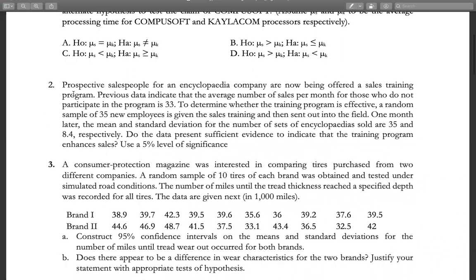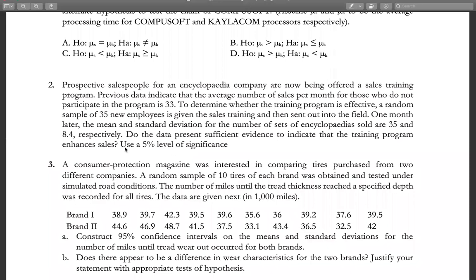All right. Prospective salespeople for an encyclopedia company are now being offered a sales training program. Previous data indicate that the number of sales per month for those who do not participate in the program is 33, right? To determine whether the program is effective, a random sample of 35 new employees is given the sales training and then sent into the field. One month later, the average and the standard deviation for the number of sets of encyclopedias sold are 35 and 8.4 respectively. Do the data present sufficient evidence to indicate that the training program has enhanced sales?